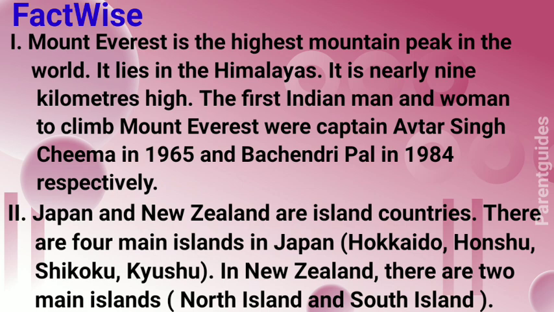2. Japan and New Zealand are island countries. There are 4 main islands in Japan: Hokkaido, Honshu, Shikoku, Kyushu. In New Zealand, there are 2 main islands, North Island and South Island.